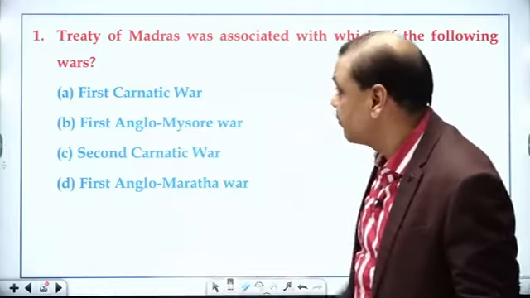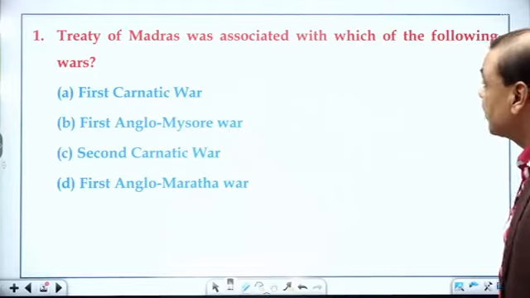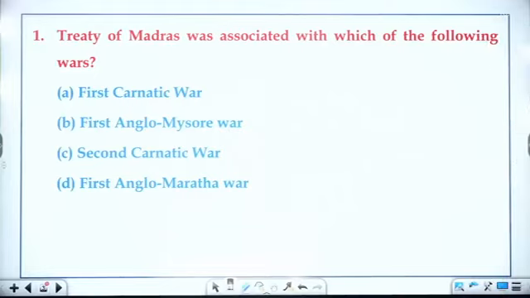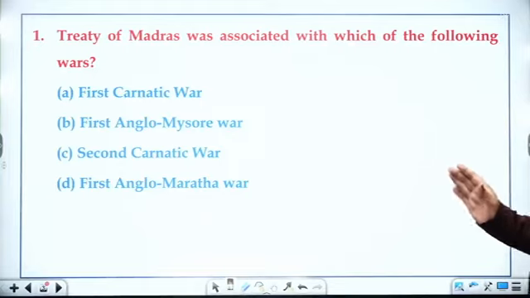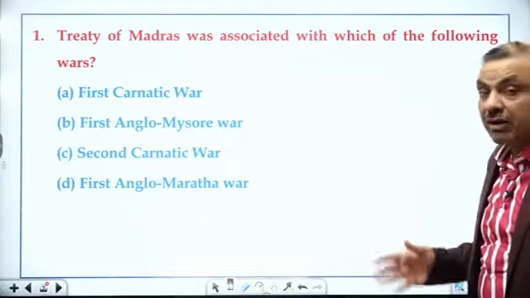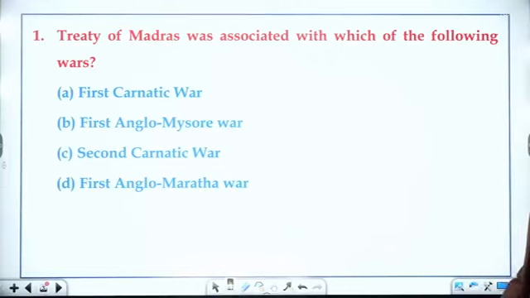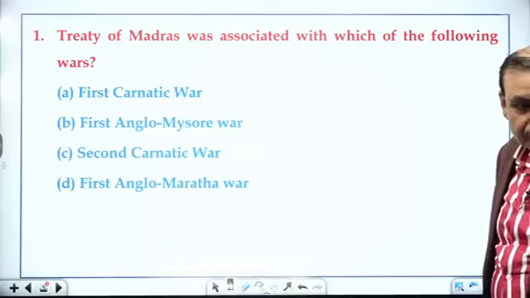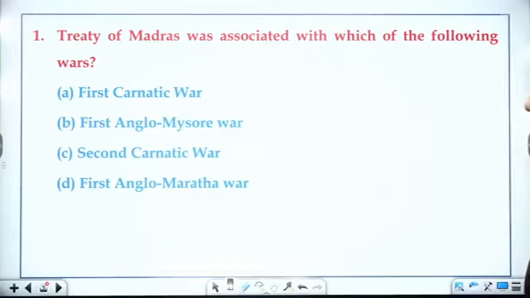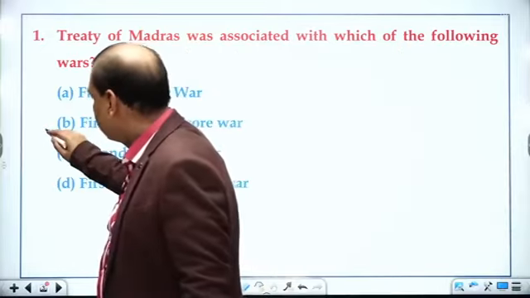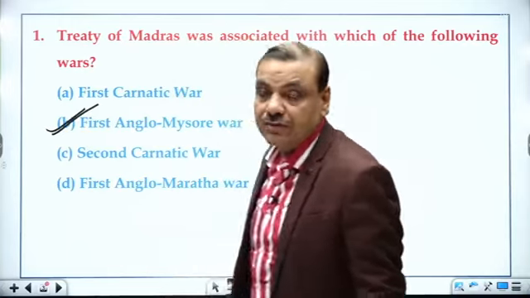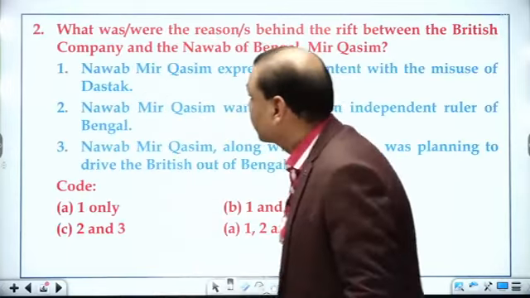Be fast, my friends. Treaty of Madras was associated with which of the following wars? Choice A, First Carnatic War, B, First Anglo-Mysore War, C, Second Carnatic War, D, First Anglo-Maratha War. B for Bombay, First Anglo-Mysore War. Yes, definitely correct answer.